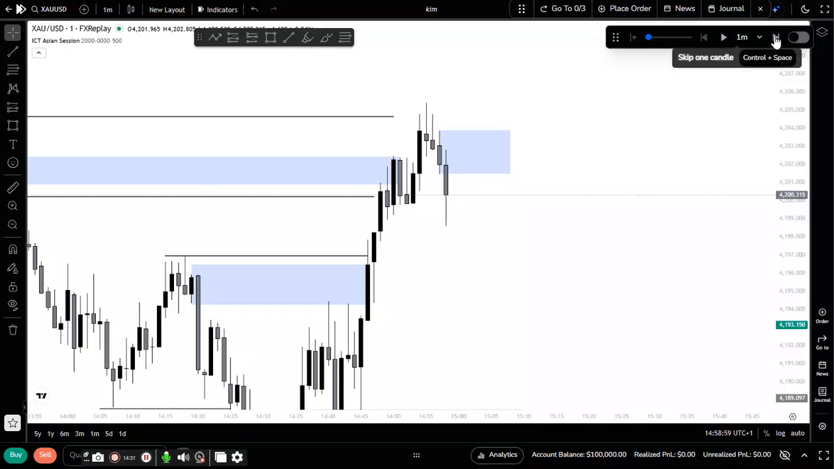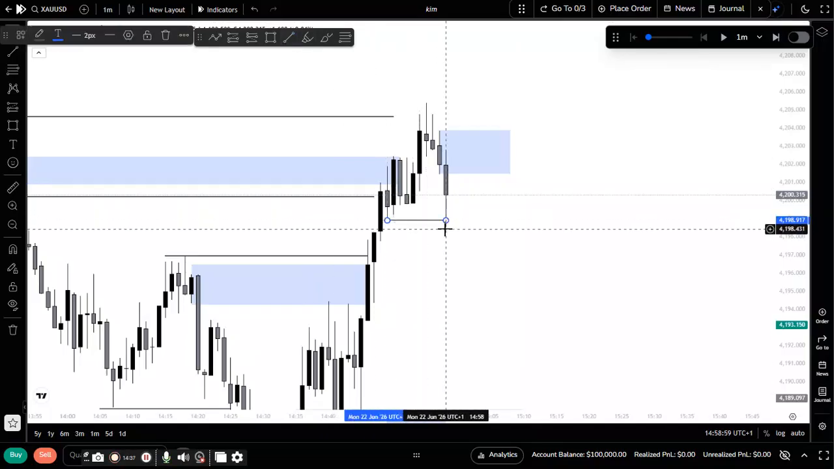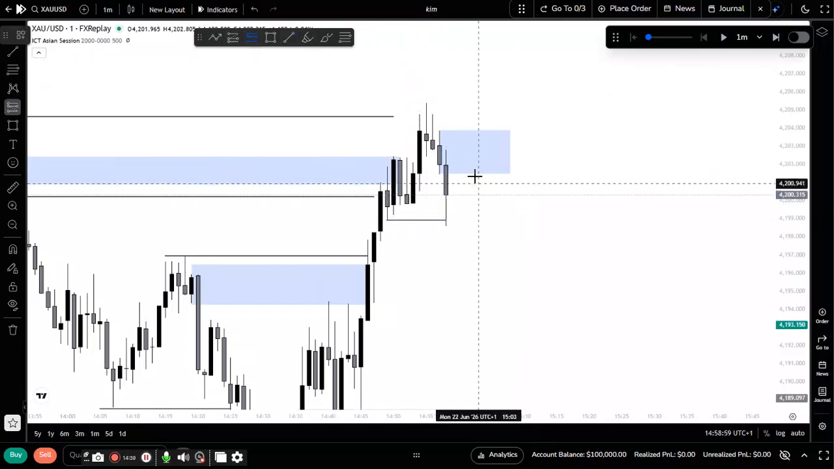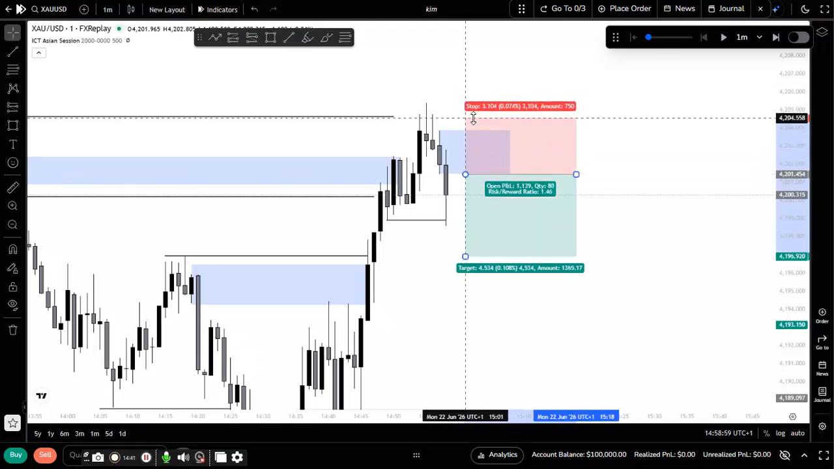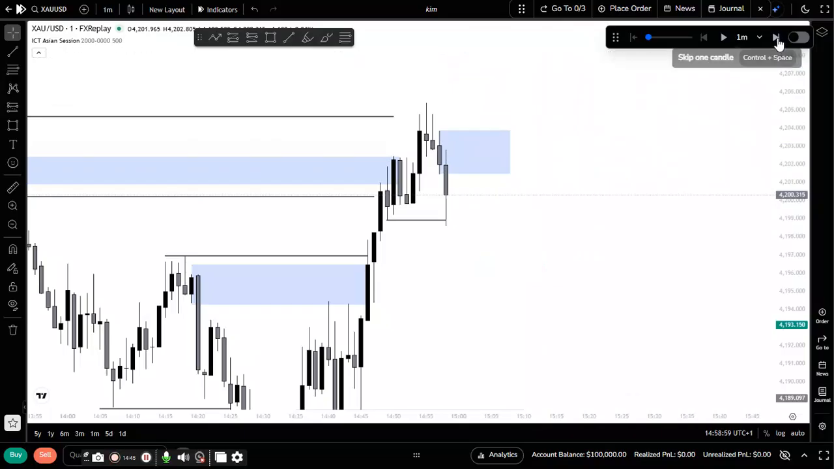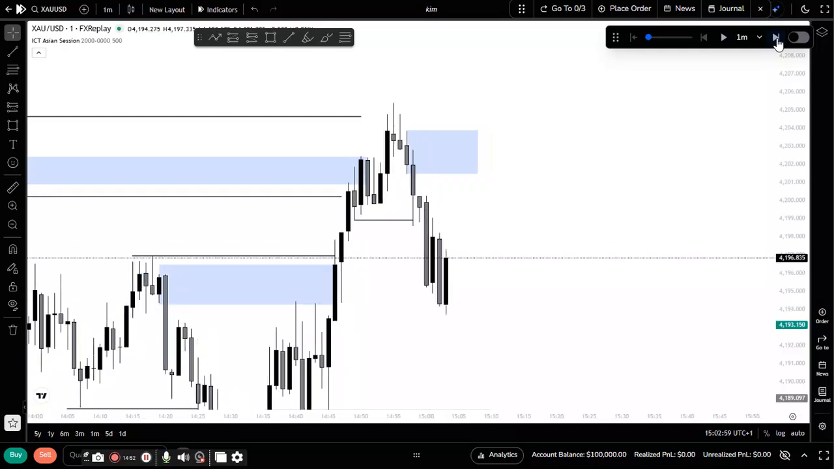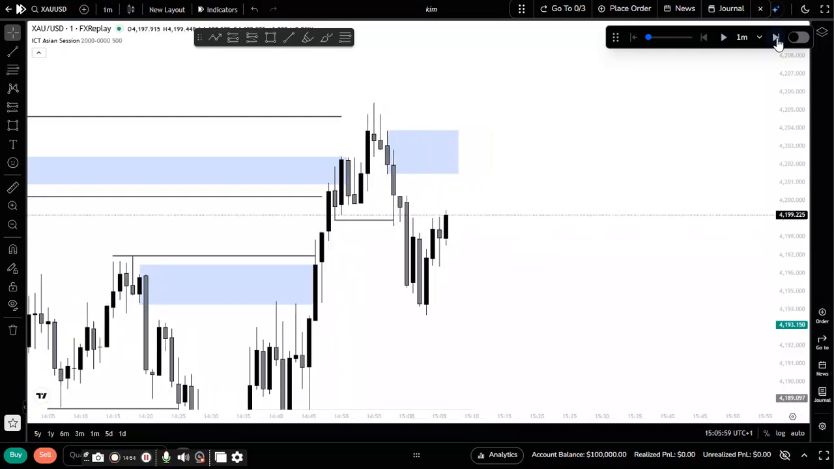Now watch closely how I take this entry. It's very, very important. Watch very close. I'm not just going in because, okay, we've had a break of structure, I'm going to do this. No, we don't do that. Nothing like that yet. So what we're going to do is play price, play price. We have a confirmed break of structure. Still play price, play price, play price.